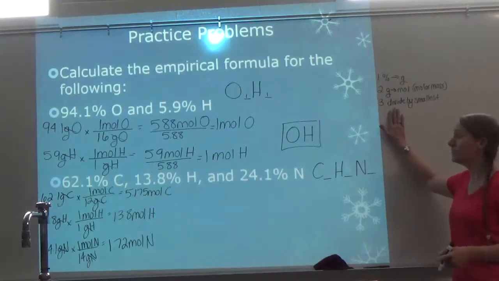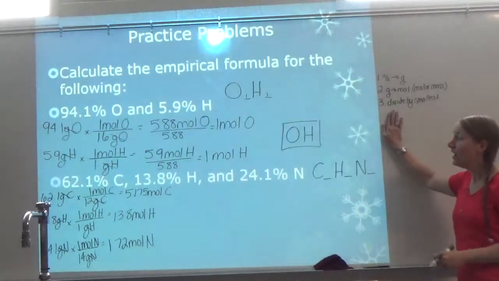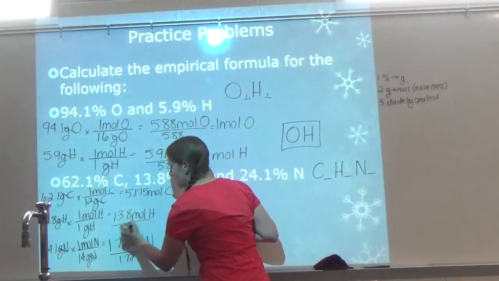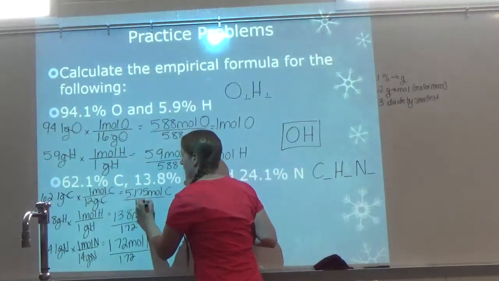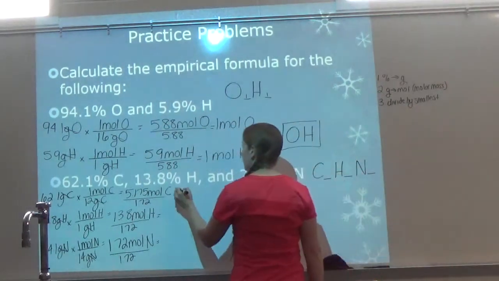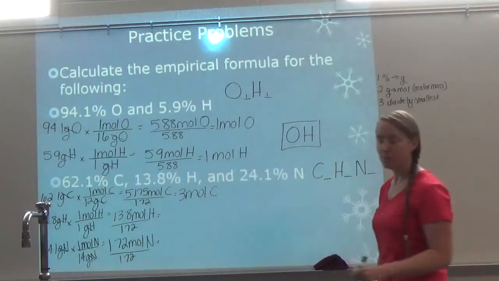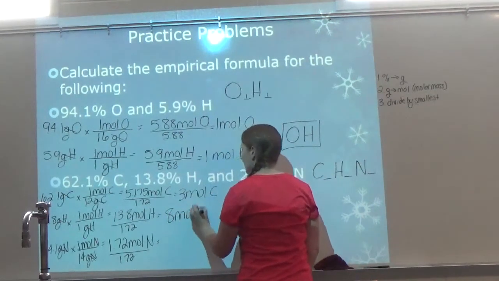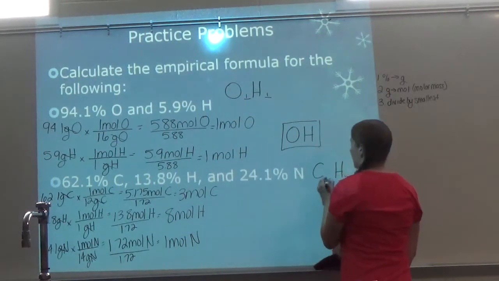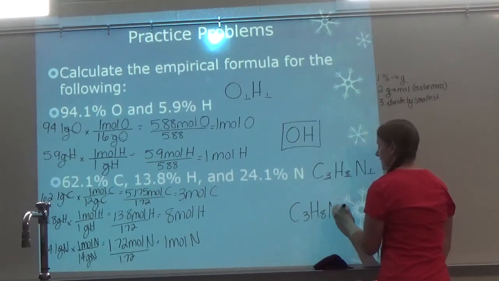All right, so we convert it to moles. So remember, our third step, the reason we divide by the smallest is we are assuming the lowest subscript is a 1. Which one's my smallest? 1.72 is. So I'm going to divide each one by 1.72. My top one gives approximately 3. 13.8 divided by 1.72 gives approximately 8. And 1.72 divided by 1.72 is obviously 1. So my subscripts are a 3, an 8, and a 1, or it's C3H8N.